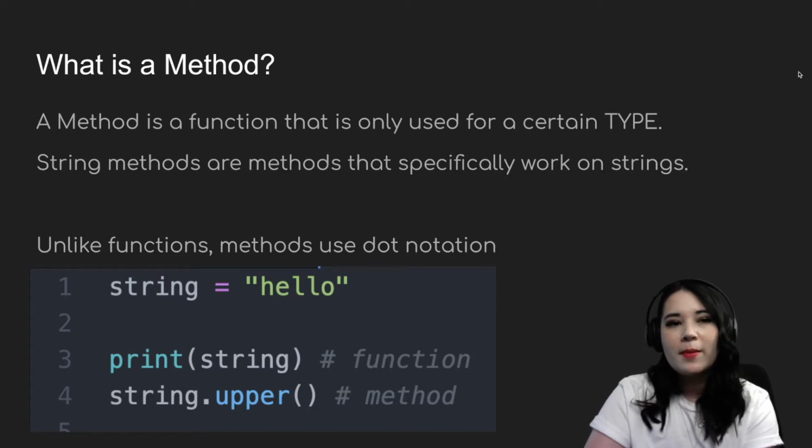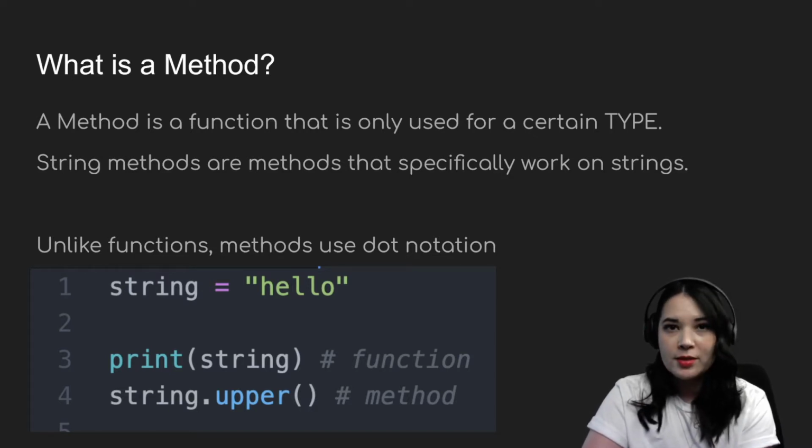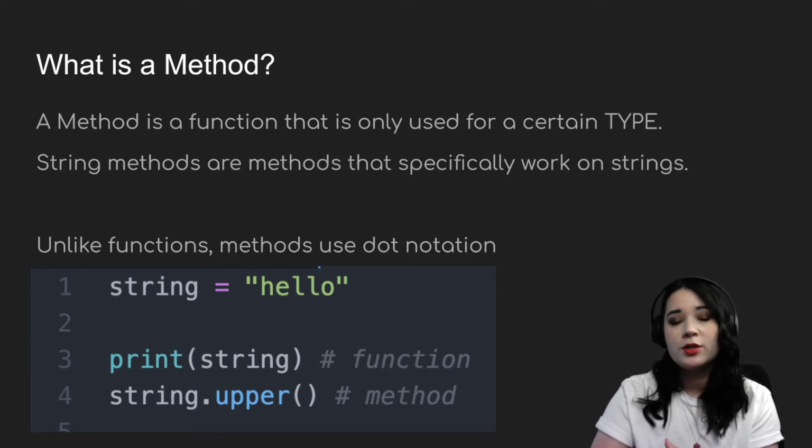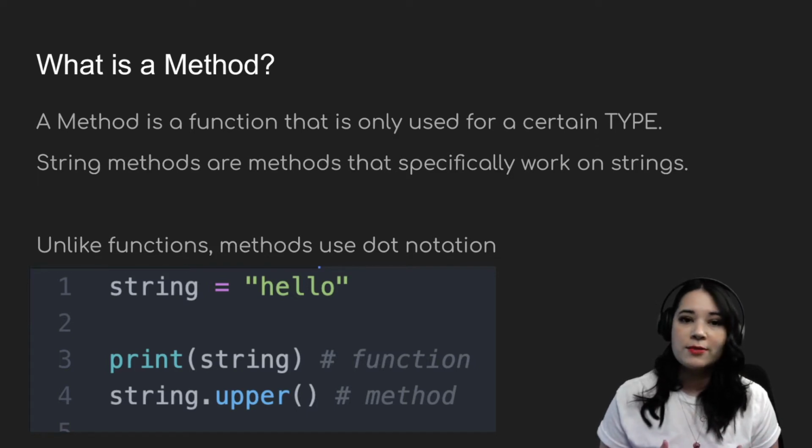Let's talk a little bit about string methods. Or I guess we should start off with what is a method in general. A method is basically a function that works for a certain type of object in Python. So string methods are functions that are specifically made to work with strings. And they work just like functions. The only difference is the syntax of how we call them.